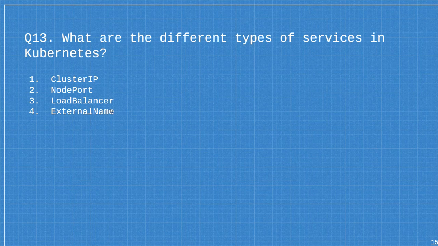And then we have ExternalName. ExternalName is not used that much, but it is very useful. Like, we have two namespaces: one is dev-app and one is dev-db.